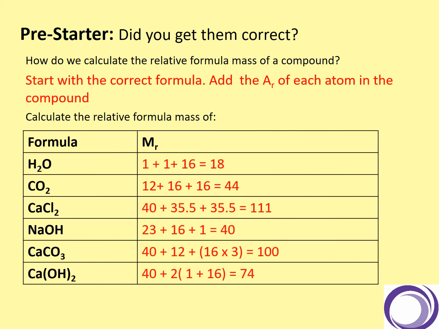So in terms of those chemicals that I asked you to do, water has a molecular mass of 18, carbon dioxide it's 44, calcium chloride is 111, sodium hydroxide comes out as 40, calcium carbonate is 100, and calcium hydroxide is 74. Remember, if there are subscript numbers, it only refers to the atom previous to it. And if things are in brackets, you have to times everything in the bracket by that subscript number.